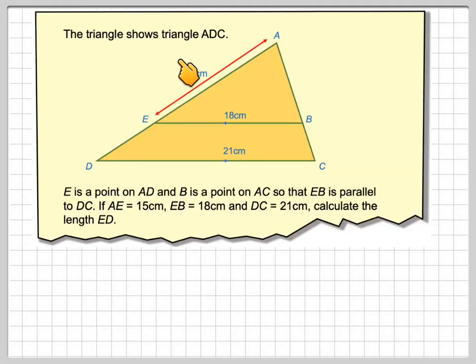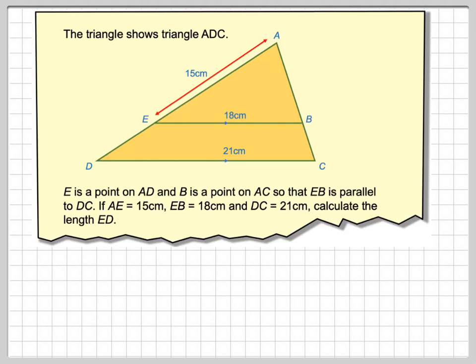The triangle shows triangle ADC. ADC is that big triangle here. E is a point on AD. So E is a point on AD and B is a point on AC, such that EB is parallel to DC. We know that because there's arrows on the diagram.